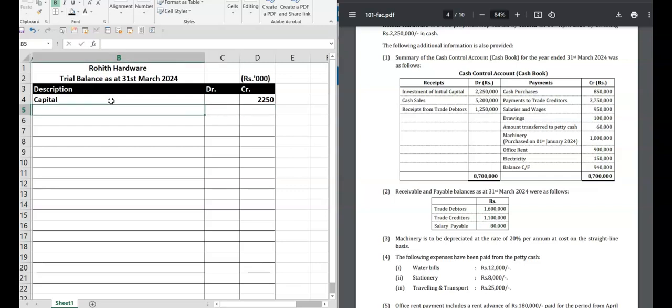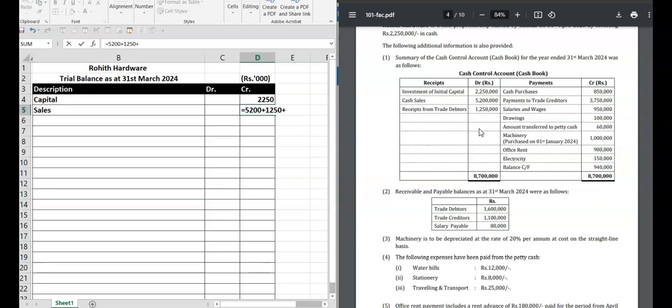Then after that, you have to go for the cash sales. You cannot name it like that, so you have to name it as sales. So how to calculate the sales? With regards to the sales, you can see here in the cash control account, they have given you 5.2 million, right? So the sales would be in the credit side as well. So it will be 5.2 million plus, and there are also receipts from trade debtors. So that also will be added to the sales.